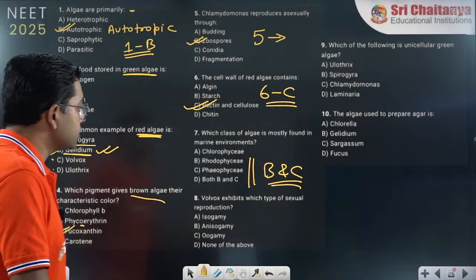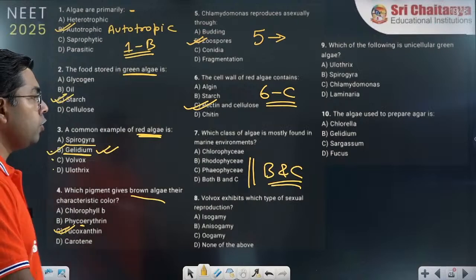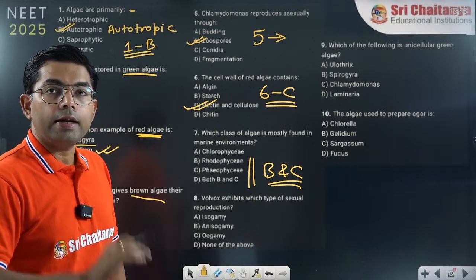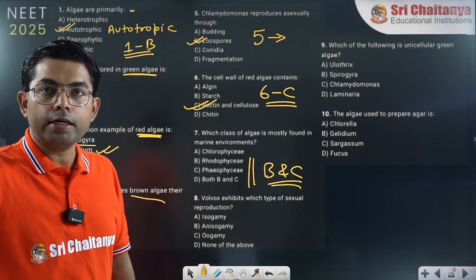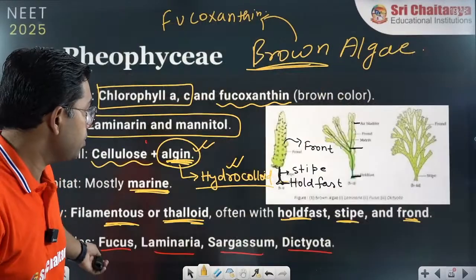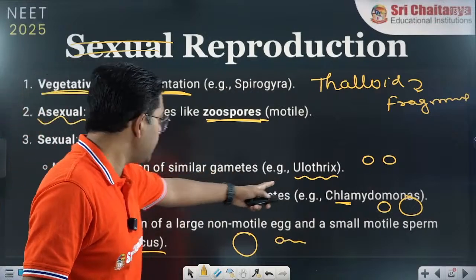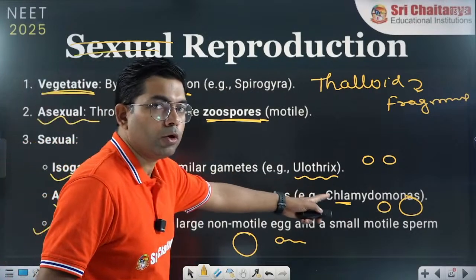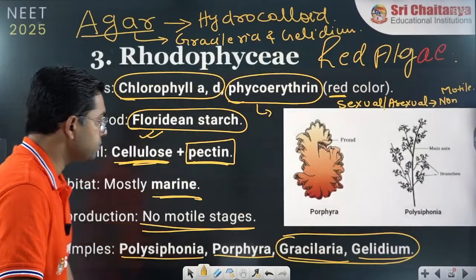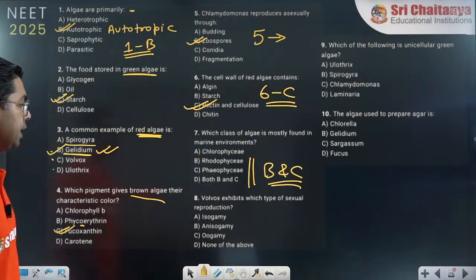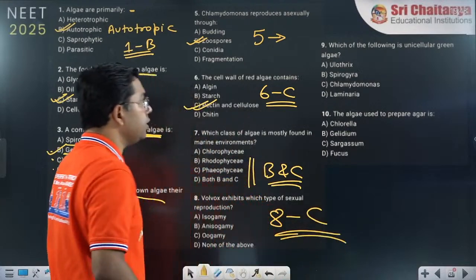Then next one, Volvox. Volvox exhibits which type of sexual reproduction? Volvox is a colonial algae, and there we have seen isogamy, anisogamy and oogamy. If you can recall, isogamy is Ulothrix, anisogamy is Chlamydomonas, and oogamy is Volvox. So what will be the answer here? It will be Volvox is oogamy. Eighth, the correct answer is C.